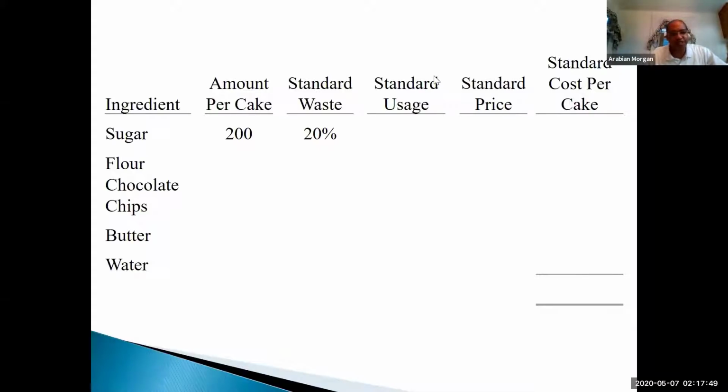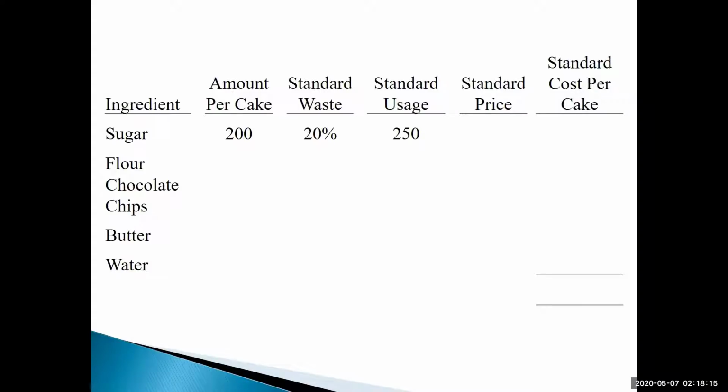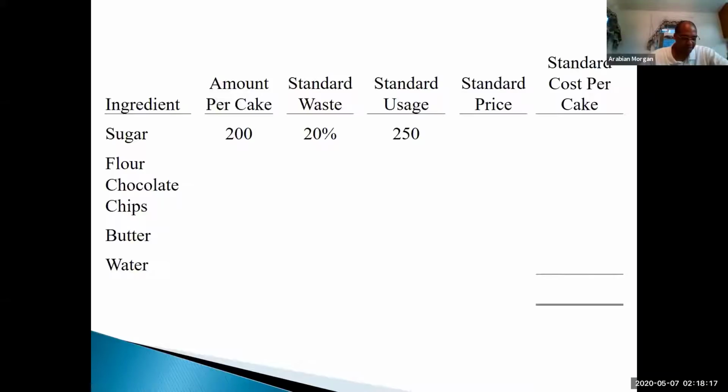And Carlos, I heard you mention the answer is 250, and that is the correct answer. If you start off with 250 ounces of sugar and you spill 20% of that on the floor, you're going to wind up with 200. So in your calculator, type in 250 and multiply that times 0.2, and you get 50. 250 minus 50 is 200.